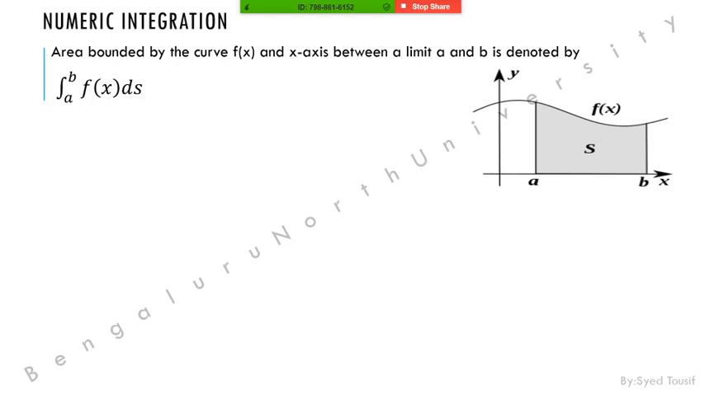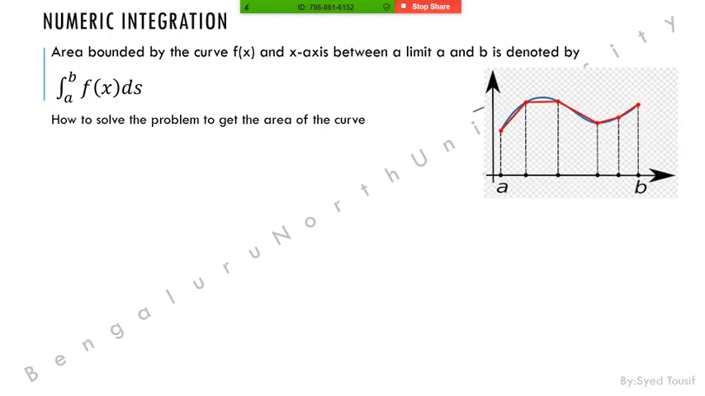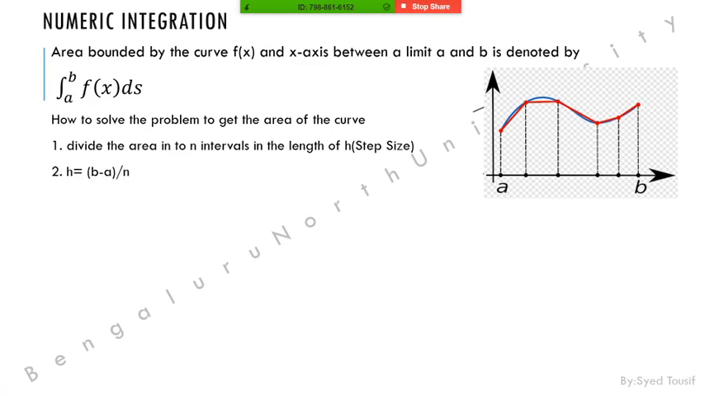So how are we going to do the numerical integration? How do we solve the problem to get the area of the curve? Whatever the curve is between the two points a and b, we divide the interval into different sections: a is equal to x0, x1, x2, x3, x4, up to xn, which is b. After dividing the x values, we calculate the y values, where f of x is equal to y. Then we apply some formulas.